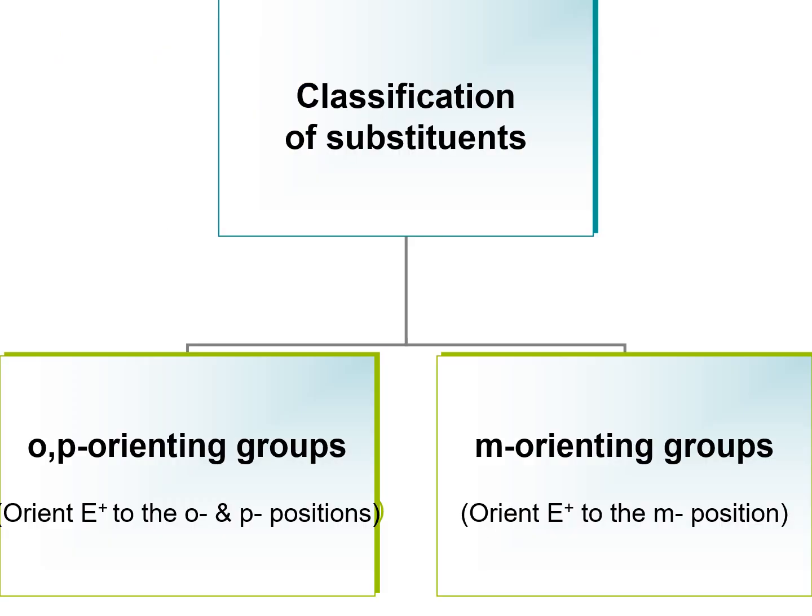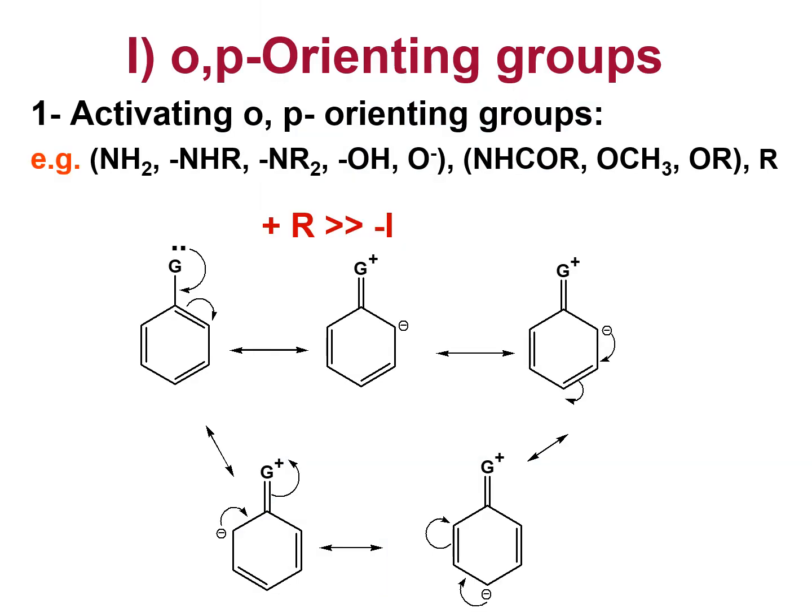As we have mentioned, the donating groups will orient to the ortho-para position, while the withdrawing groups will orient to the meta positions. And we have one exception, which are the halogens. They will direct to the ortho-para even though they are withdrawing groups. This is the resonance that we have discussed. Notice the brackets that I have right here.